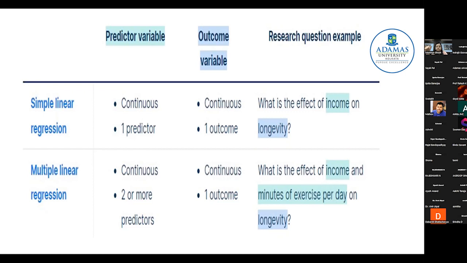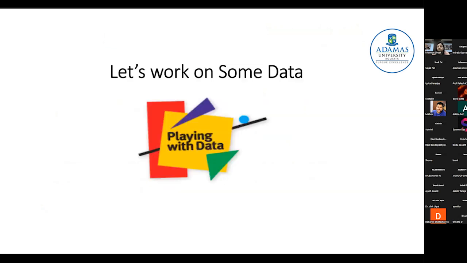Multiple regression means I have one dependent variable, but more than one predictor. Predictor means independent variable, which is able to predict the outcome. So now, what is the effect of income and minutes of exercise per day on longevity? It is not only about income, it is also about how much you spend on routine exercise that may help you increase your longevity. To answer this sort of question, multiple linear regression is very important.